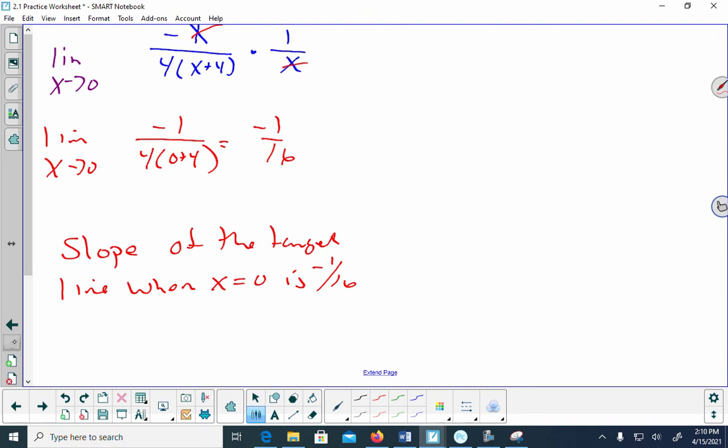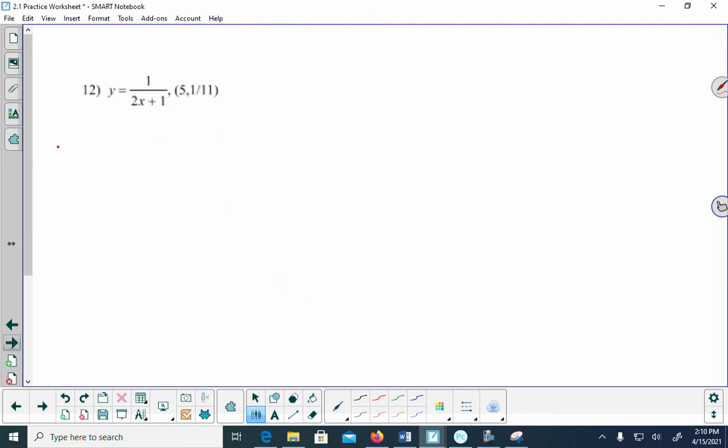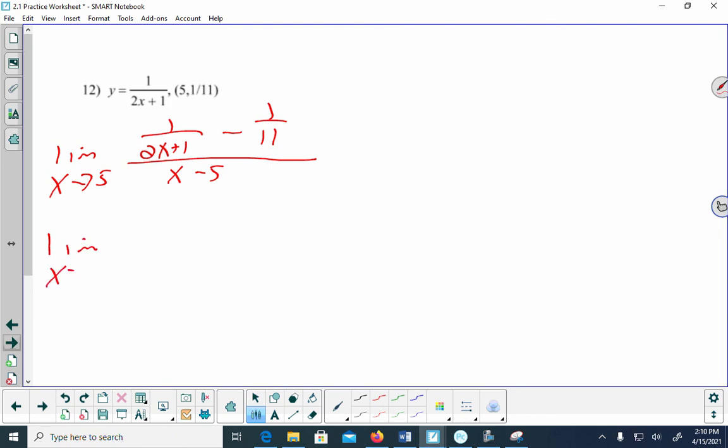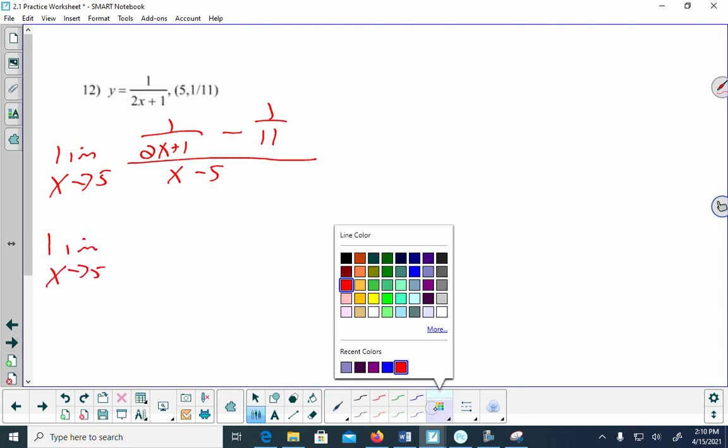Okay, doing the next one. I'm going to take the limit as x approaches 5 of (1 over 2x plus 1 minus 1/11) all over x minus 5. Remember, I need a common denominator.